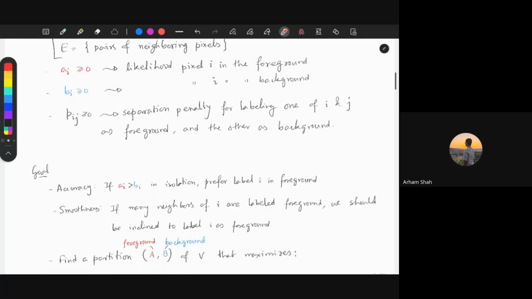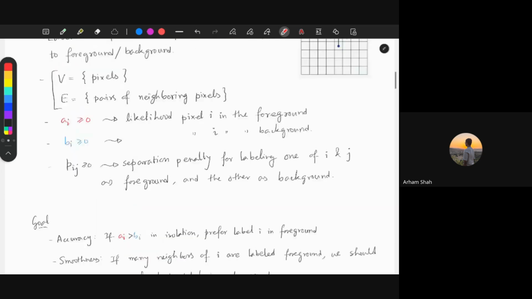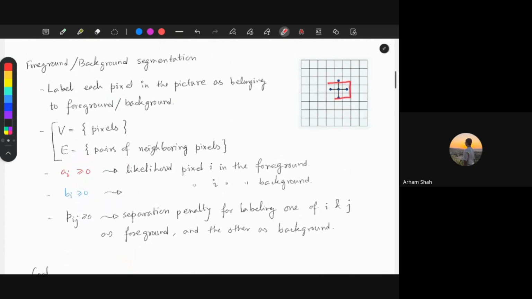So what do you want to find? First of all, of course, we need accuracy. So if A_i is much greater than B_i in isolation, we prefer label i in the foreground. And smoothness: if many neighbors of i are labeled foreground, of course, we should include it. Say you have nine, actually, many for each pixel.